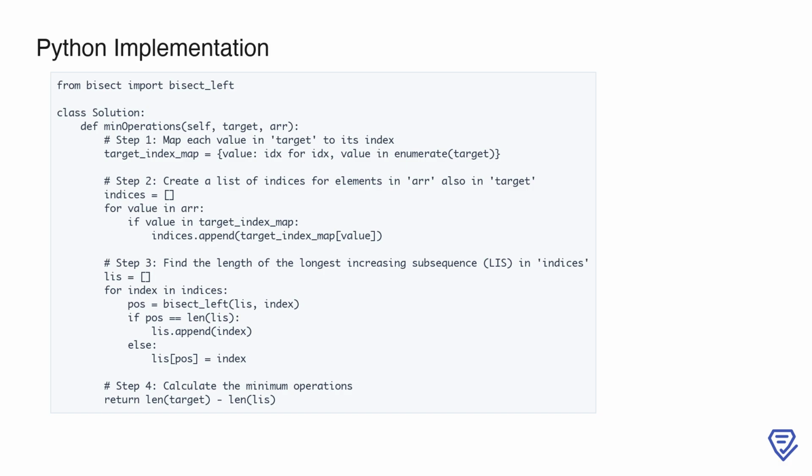Complexity analysis. Constructing the target_index_map takes O(n), where n is the length of target. Iterating through ARR to build the indices list takes O(m), where m is the length of ARR. Computing the LIS takes O(k log k), where k is the length of indices. Thus, the overall time complexity is O(n + m + k log k), which is efficient for the given constraints. This approach ensures correctness and efficiency while handling all edge cases, such as when ARR contains no elements from target or when ARR already matches target fully.